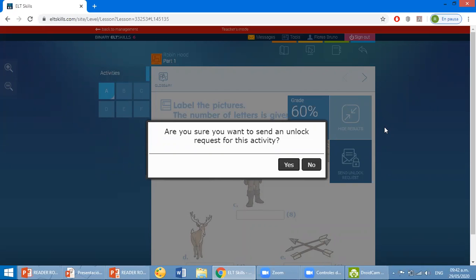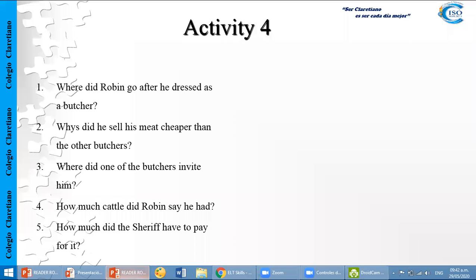And then the teacher is going to help you, okay? He's going to unblock, he's going to unlock this activity. And you have one more opportunity to complete the activity. Okay, remember, send unlock request. Okay?